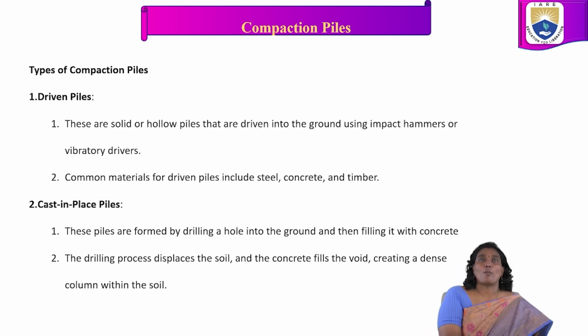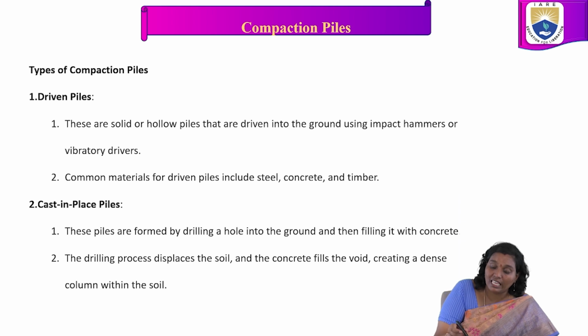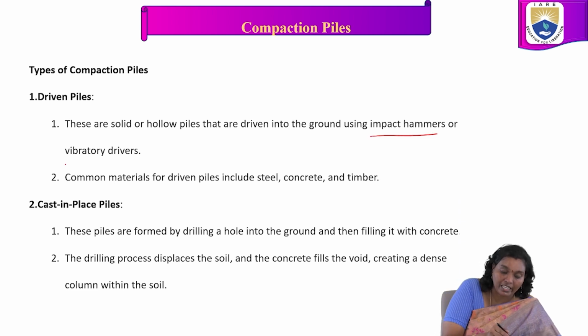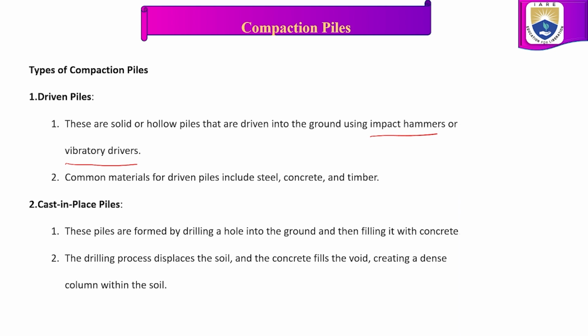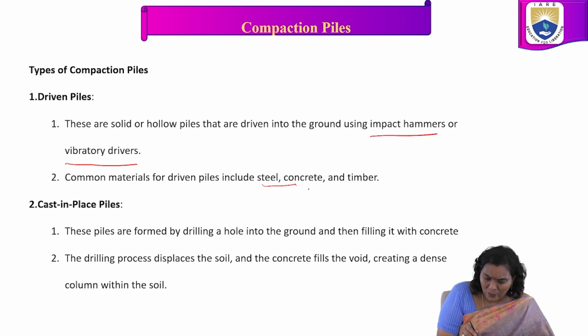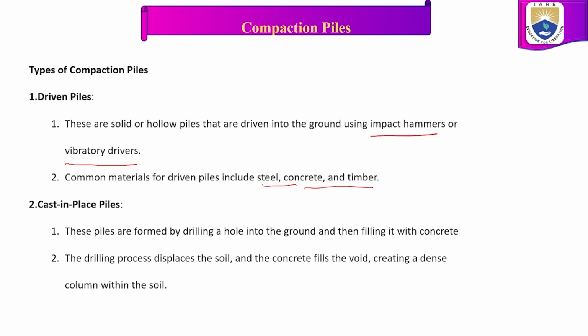Now, types of compaction piles. Driven piles and cast in place piles are two different types of compaction piles. Driven piles are solid or hollow piles that are driven into the ground using impact hammers or vibratory drivers. Common materials for driven piles include steel, concrete and timber.